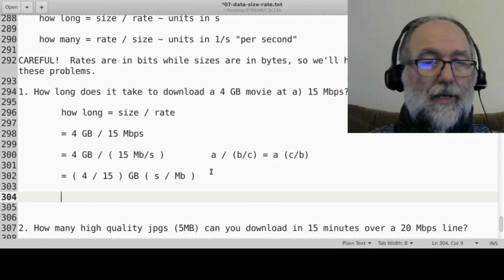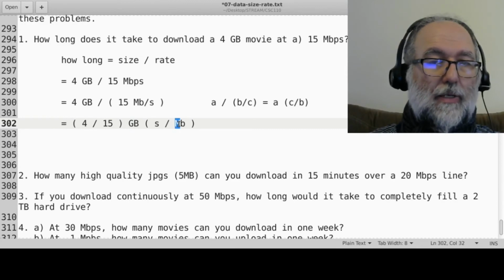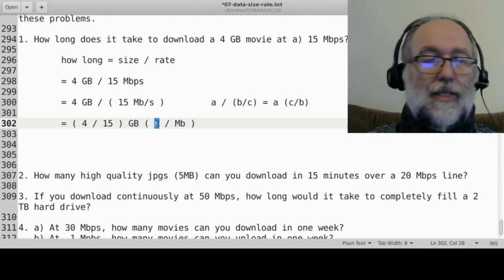Okay, now what? Well, the way to think about this is there's the giga part and the mega part. And then there's the bytes part and the bits part. The seconds part, that doesn't cancel against anything.